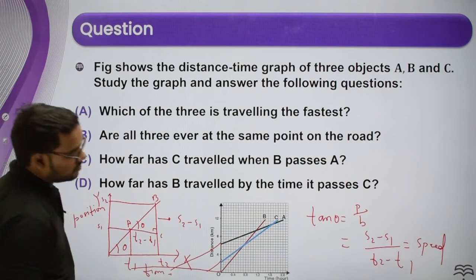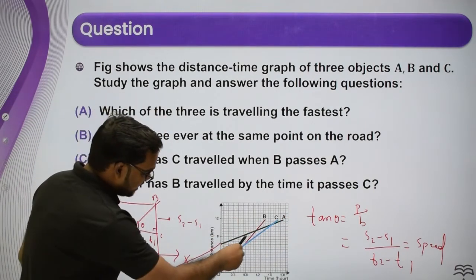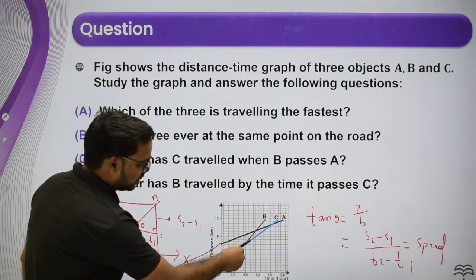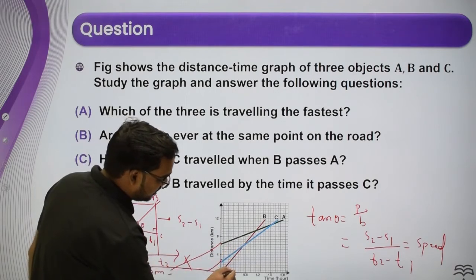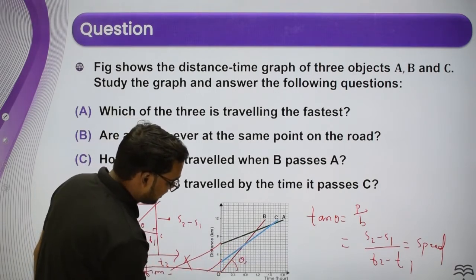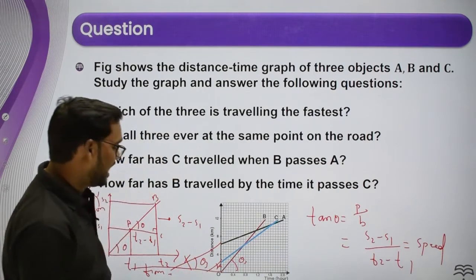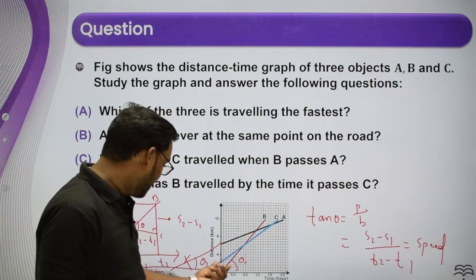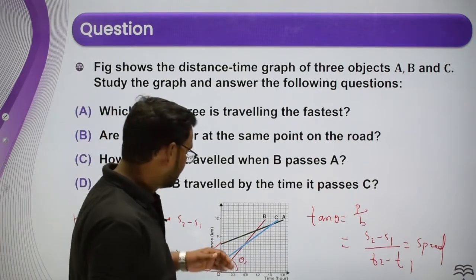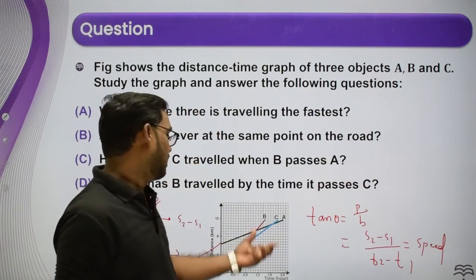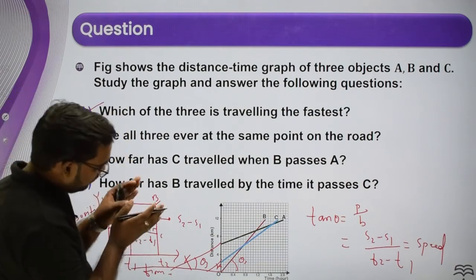Now you can see here which has the highest slope. This is B, this is C, and this is A. Suppose this is theta 1, this is theta 2, and this is theta 3. So you can say that theta 1 is the highest among these. If the theta is the highest, then you can say that the speed of that body is the highest among A, B, C. So the answer to the first part comes simply by observing this graph.